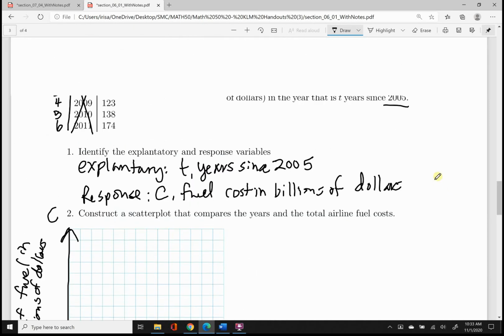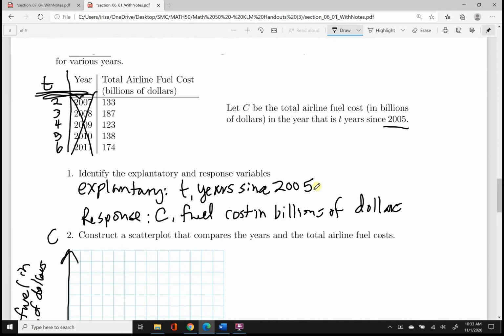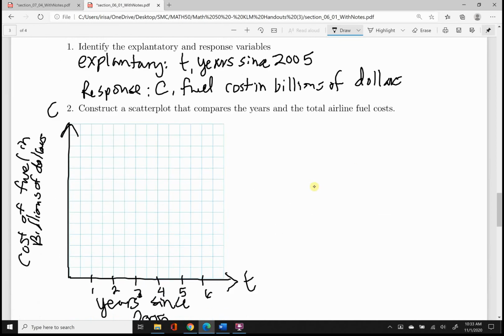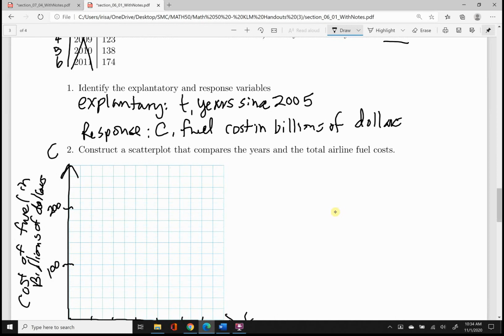And then let's see, we go from 133 up to 174. So maybe we'll go every 50: 1, 2, 3, 4, 5. Maybe this will be 100 and that'll be 200. Okay, I think that'll be good. So here is 150, here's 50. You just draw some more tick marks in there to make it a little easier.